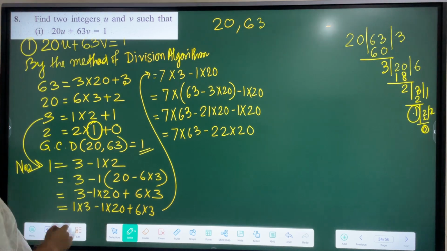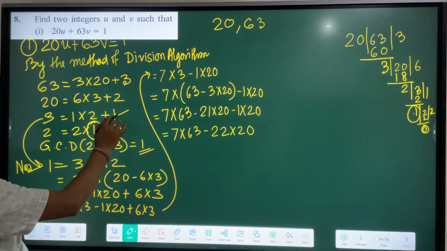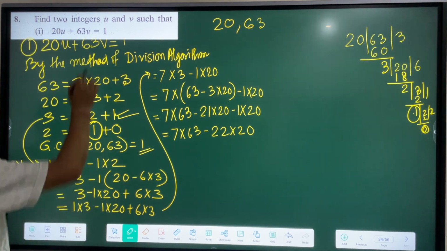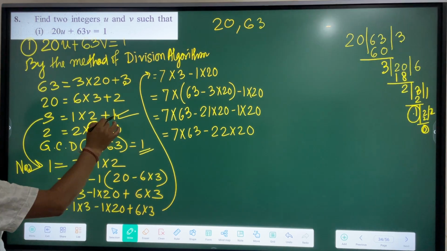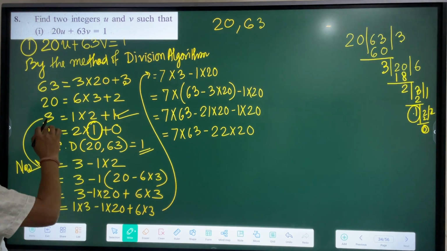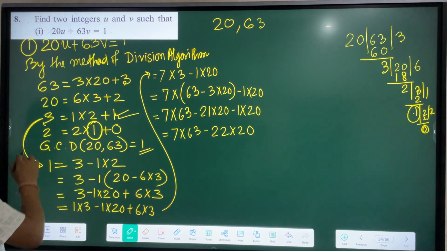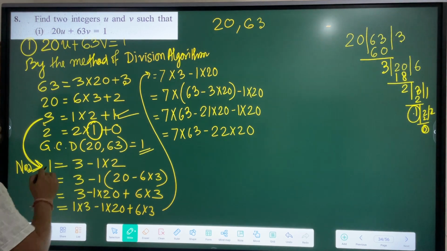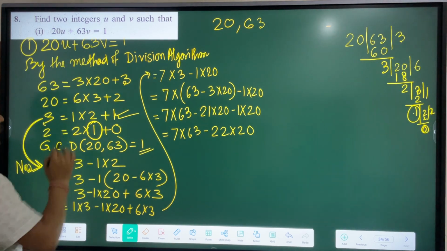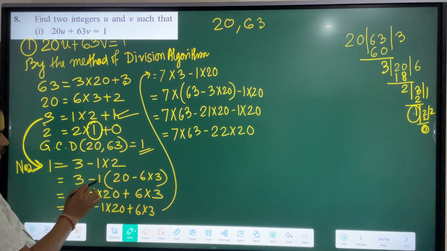Now what to show? Here we have got 1. So 1 is equal to 3 minus 1 into 2. I have put this here. Why does 1 start here? Because it is given in the question. Now 3 is kept as it is, minus 1 into 2 kept as it is.